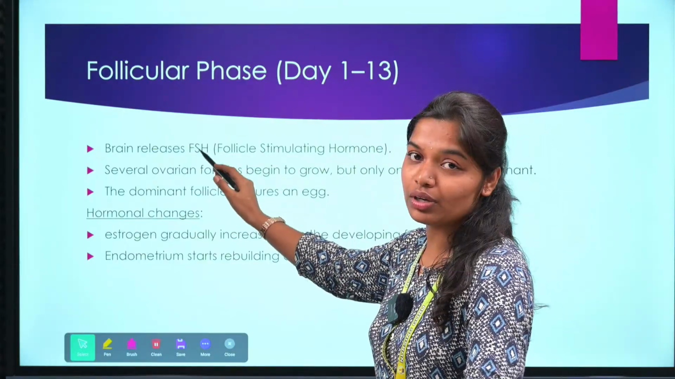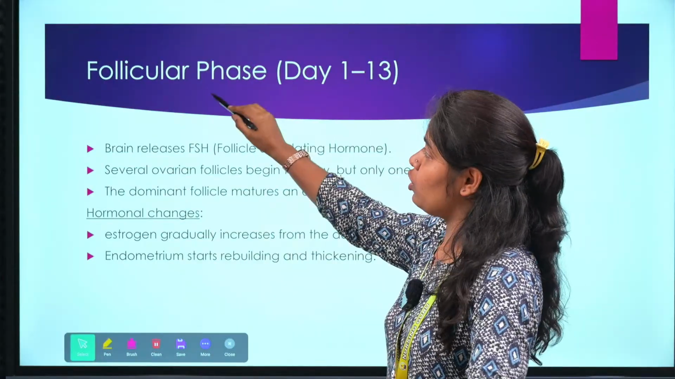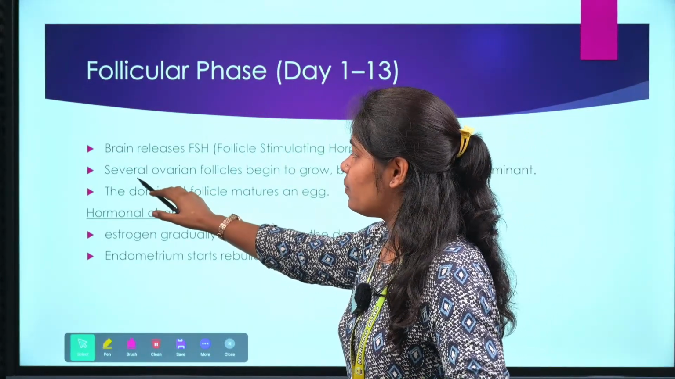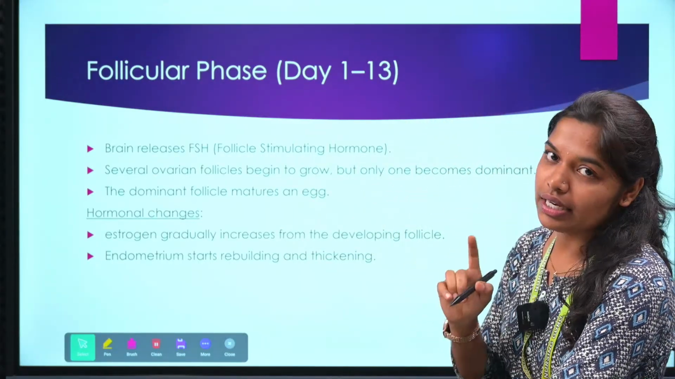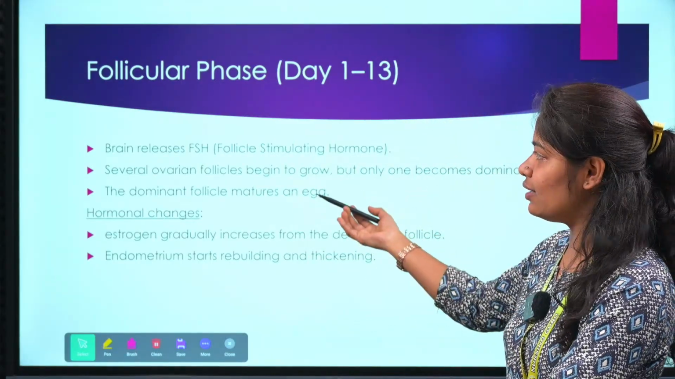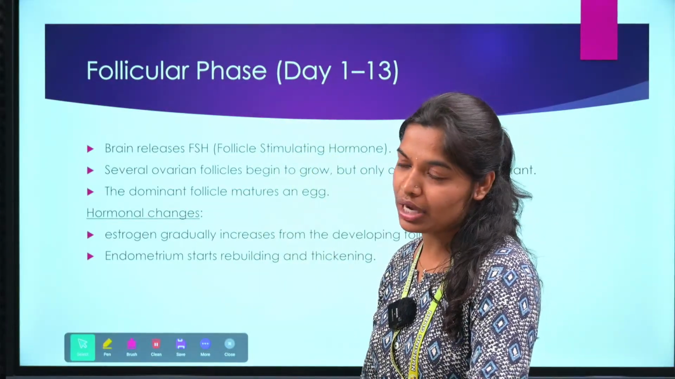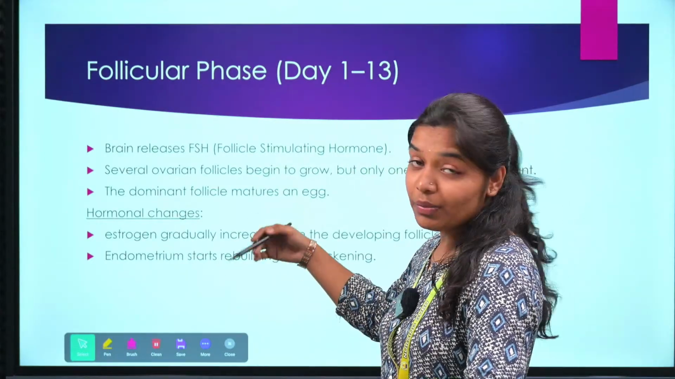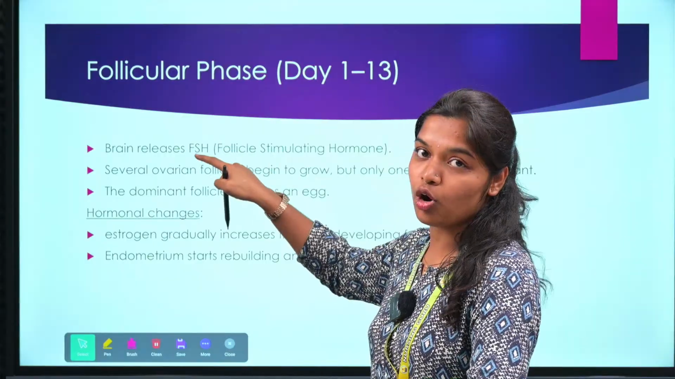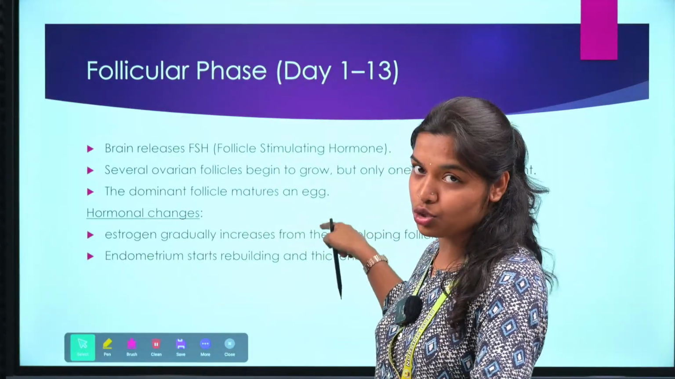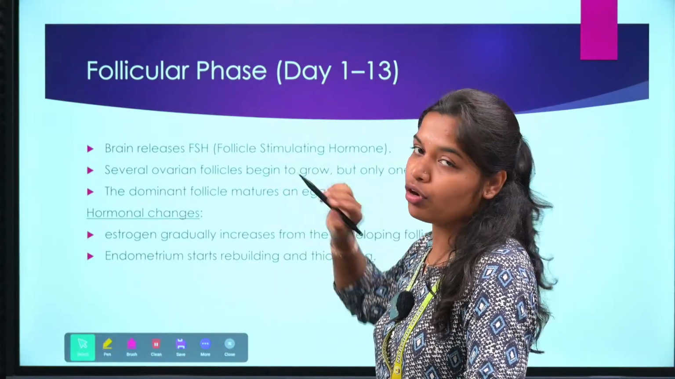It is going to get released by the brain on days 1 to 13 of the follicular phase. Here several ovary follicles begin to grow, but only one is going to mature. In this phase, several ova are going to be produced by the ovary, but one dominant follicle, one dominant ovum, is going to mature. That we will call the mature egg. That will happen in the follicular phase.